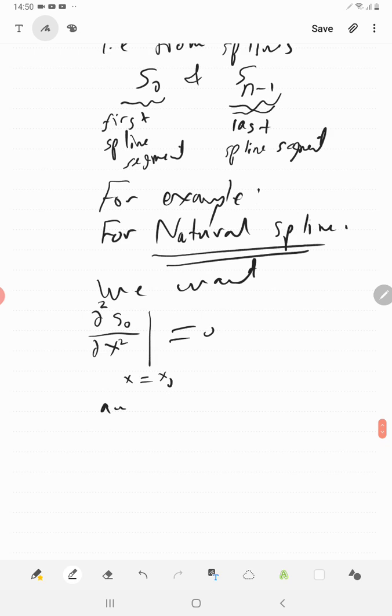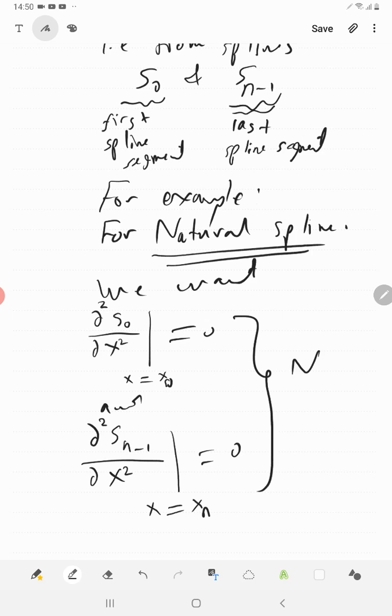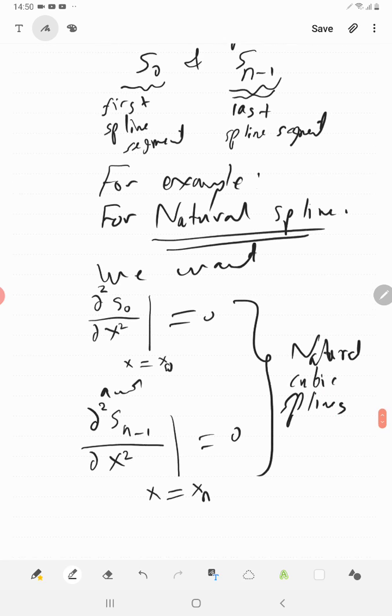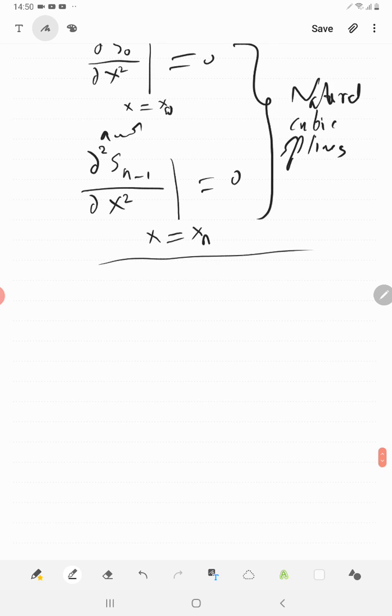And for the last segment, S n minus 1, the second derivative with respect to dx squared evaluated at the final value xn also equals 0. This will give you natural cubic splines. Okay, what that means, look at it carefully.